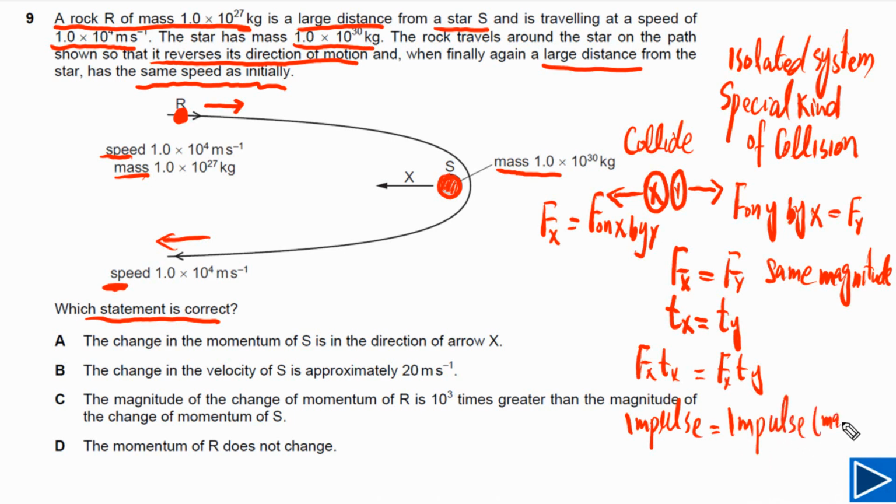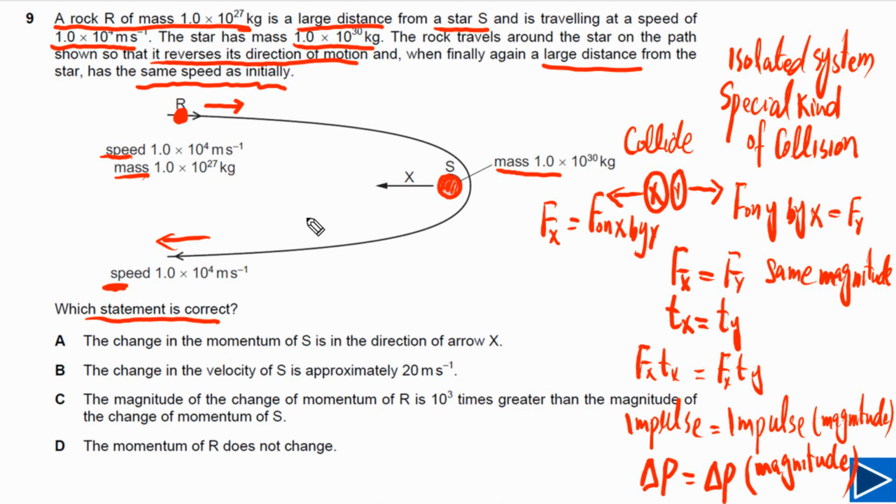You have to be very clear here: we are simply talking about magnitude. The magnitude of impulse on X and the magnitude of impulse on Y are the same, but the directions are opposite. The change in momentum for X and the change in momentum for Y are also the same in magnitude, even though the changes are in opposite directions. This is all we need to understand. If you are very clear about this, this question is very simple to answer.